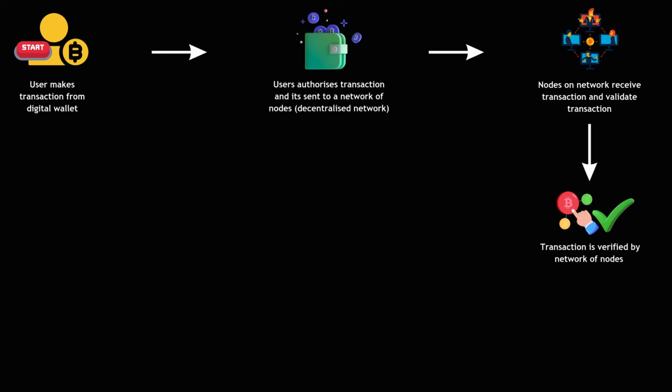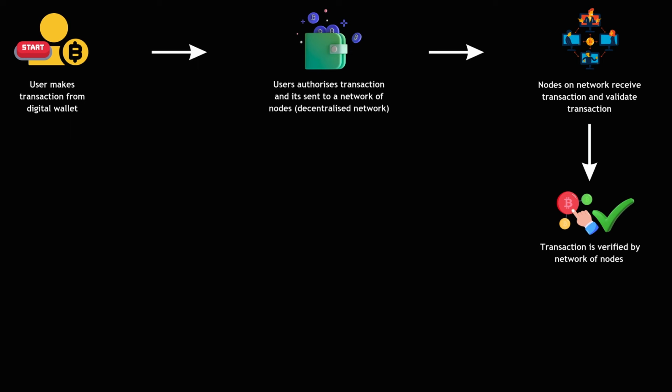Step 3. Validation by nodes. The nodes on the network, also known as miners in proof-of-work systems like Bitcoin, or validators in proof-of-stake systems like Ethereum 2.0, receive the transaction. They check that everything is correct, like whether the sender has enough funds and if the transaction follows the rules of the network. These nodes then work to confirm the transaction.